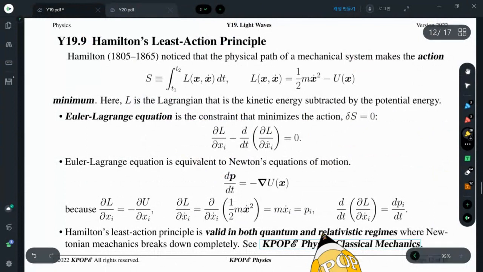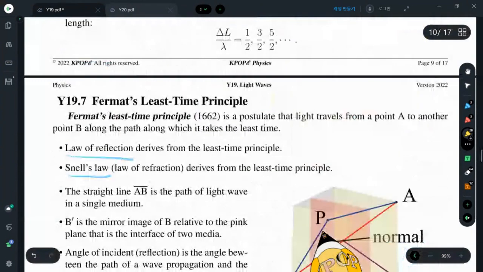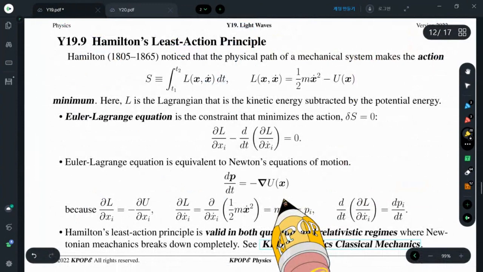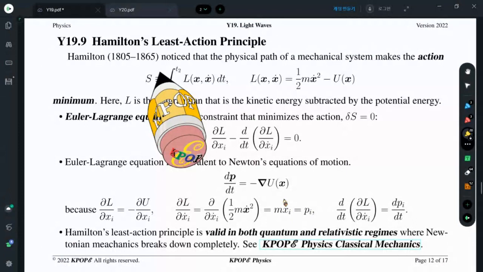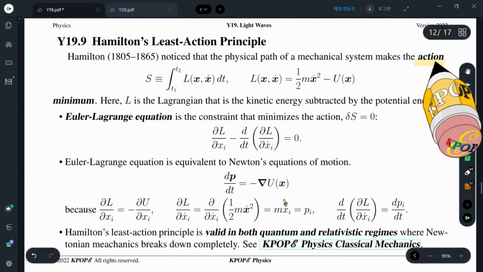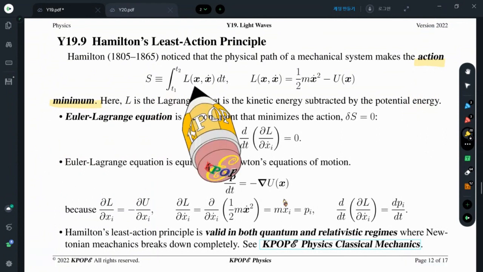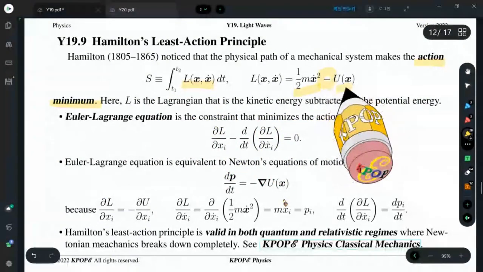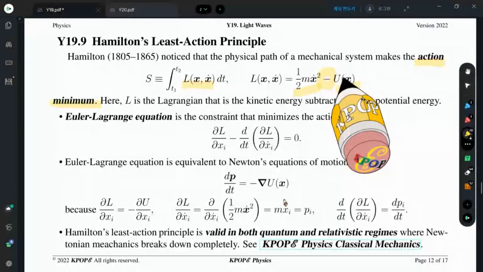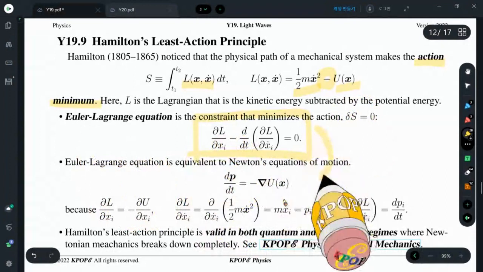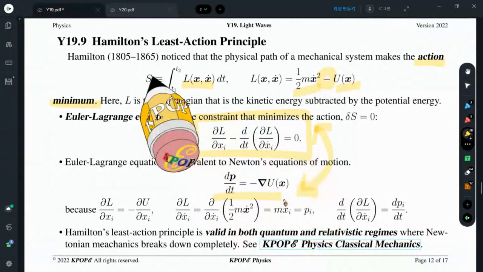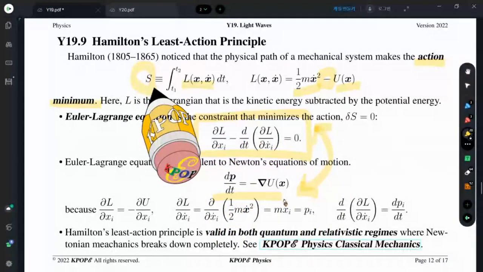Hamilton's least action principle is very similar to Fermat's principle. It is a kind of mathematical assumption that the equation of motion developed by Newton can also be derived by assuming a fundamental argument called minimizing the action. An action is the time integral of the Lagrangian, and the Lagrangian is the kinetic energy subtracted by the potential energy. You will find the Euler-Lagrange equation, which is exactly the same as Newton's second law. And this equation can also be derived by assuming that the action is minimized.